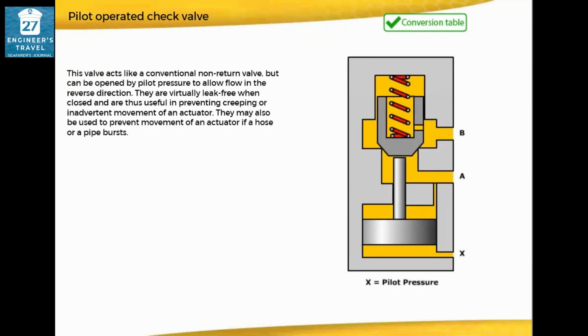This valve acts like a conventional non-return valve, but can be opened by pilot pressure to allow flow in the reverse direction. They are virtually leak-free when closed and are thus useful in preventing creeping or inadvertent movement of an actuator. They may also be used to prevent movement of an actuator if a hose or a pipe bursts.